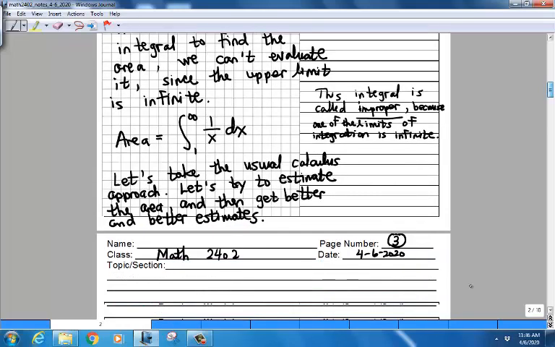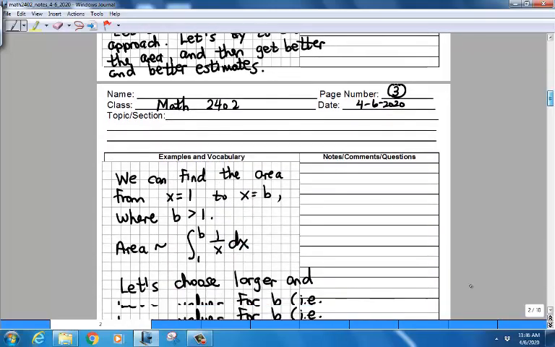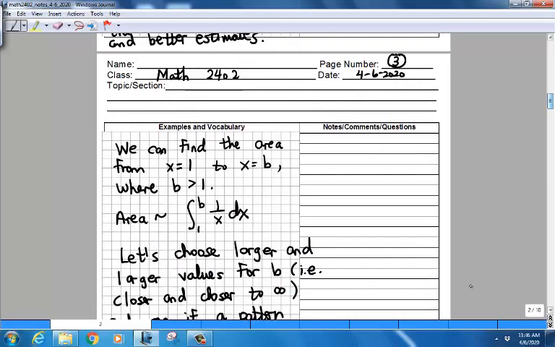Let's change the problem just a little bit. We can't find the area all the way from 1 to infinity. So let's cut off this area at some value along the x-axis. We'll still start at 1, but we'll cut off the area at some value I'm calling b. This will be a finite value along the x-axis. For instance, I could let b be 10, or 100, or 1,000. Once you choose a specific upper limit for this definite integral, then of course you can evaluate it.